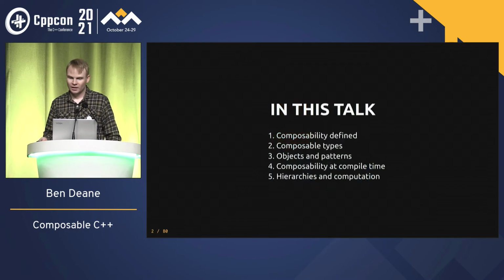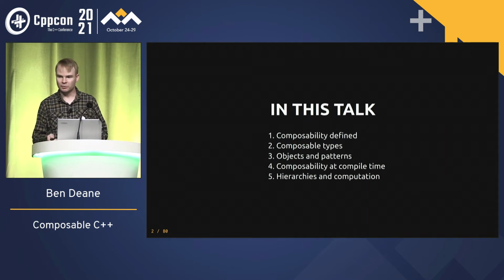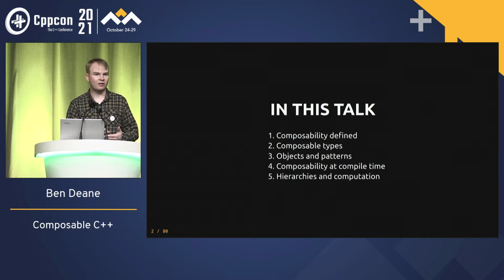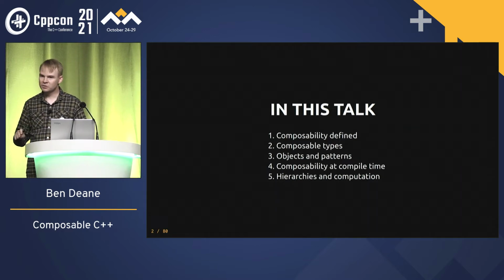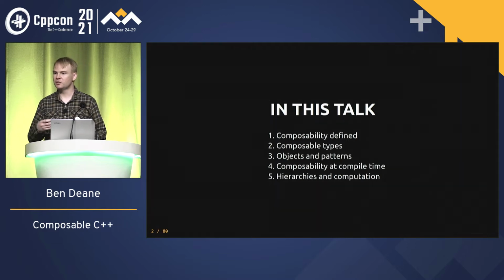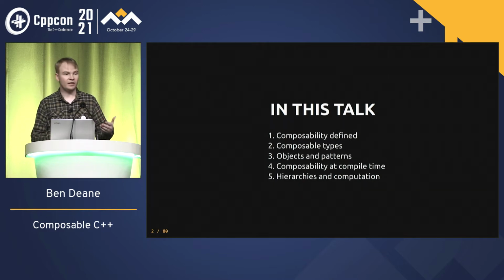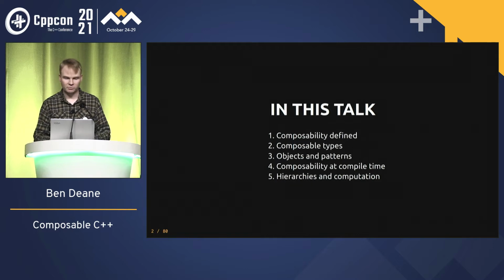So, in this talk, I'm going to talk about composability in general terms with some case studies and some learnings extracted from them. I'm going to start out by defining what we mean by composability, and then I'll go through considering things at a fundamental level, so starting off with types and showing how composability of types moves into composability of higher level constructs, objects, and patterns, and then hierarchies and computation. And there'll be an interlude of compile time stuff in there as well.